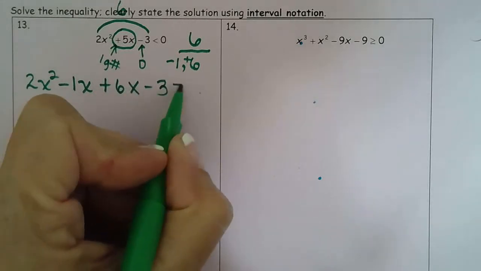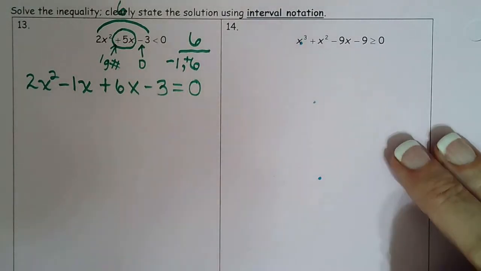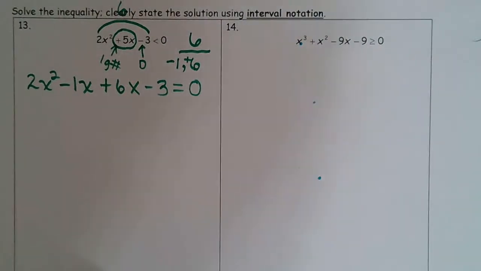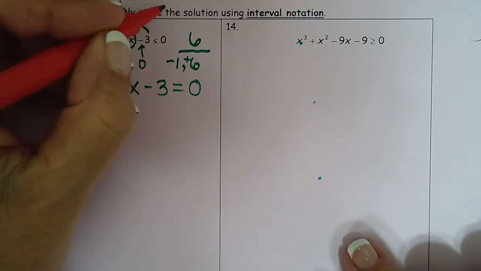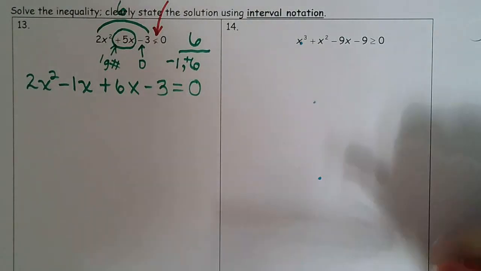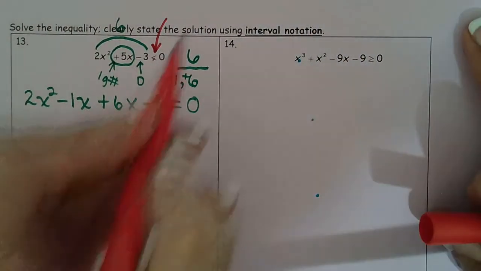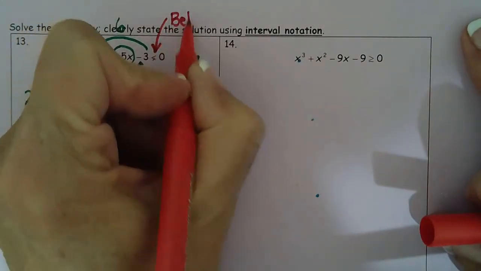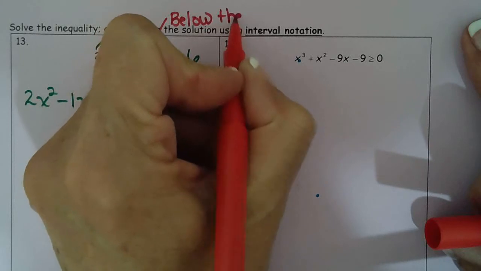minus 3, and we're finding the boundary points or the solutions, so we set it equal to 0 for now. Later on, we'll come back to that. Actually, let's take a look at it right now. This is less than 0, so we're looking for the part of the graph. Less than means below the x-axis. So we're looking for the parts of the graph that when we graph it are below the x-axis.